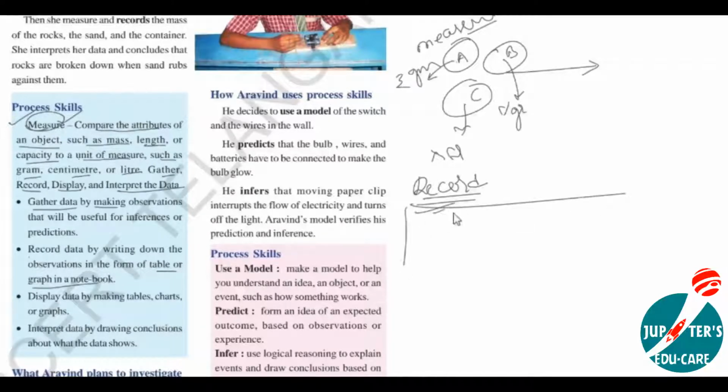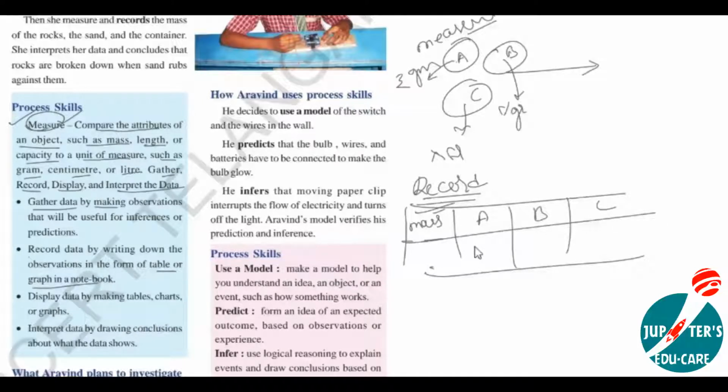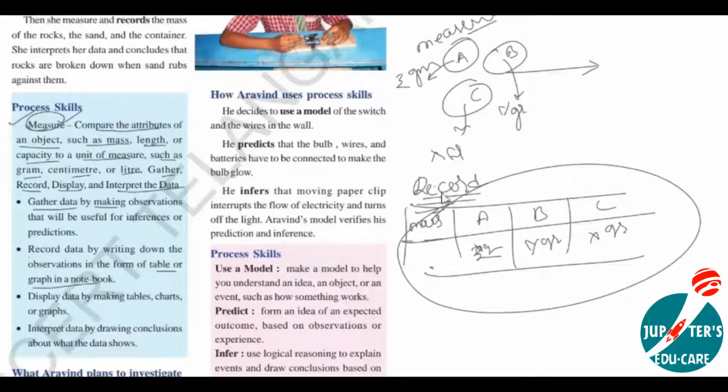So here she can draw a table. In this table, for example, mass of rocks: rock A, rock B, rock C. Rock A has some X grams, rock B some Y grams, rock C some Z grams. Like this, in the form of a table, she can record whatever data she collected.